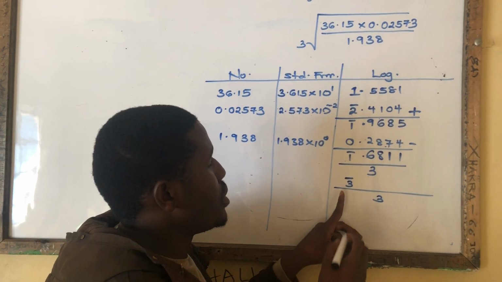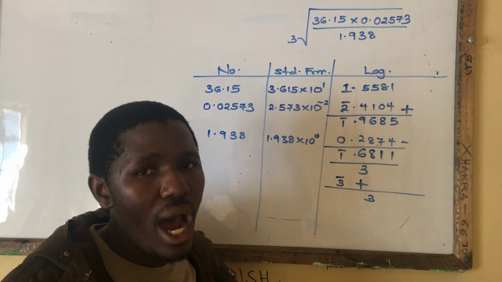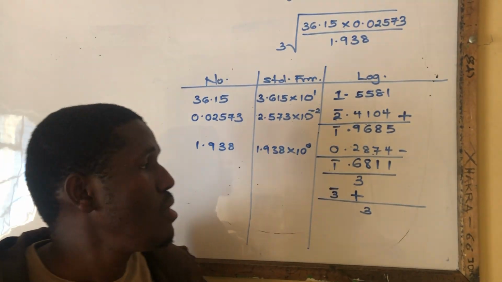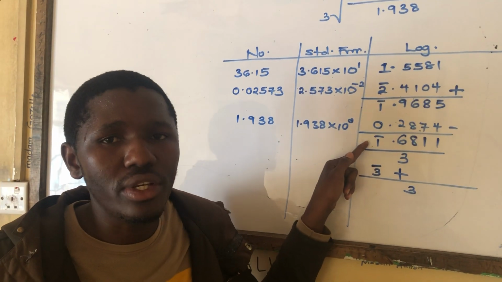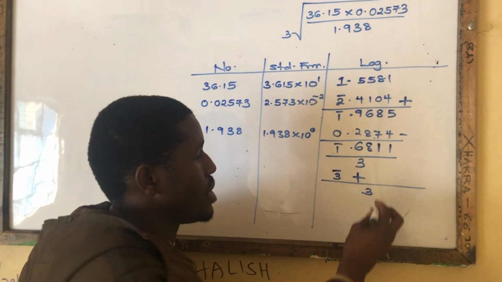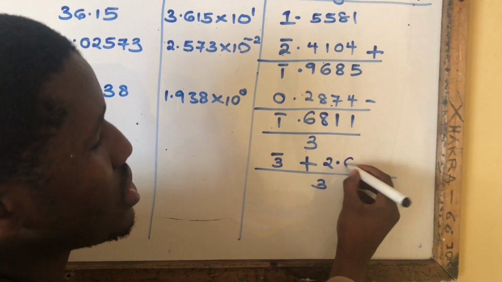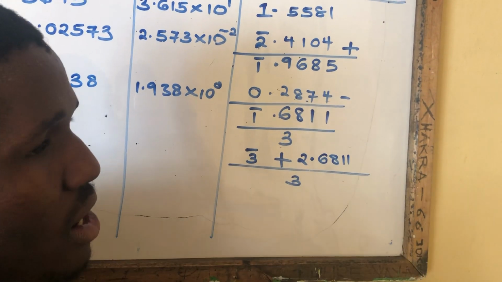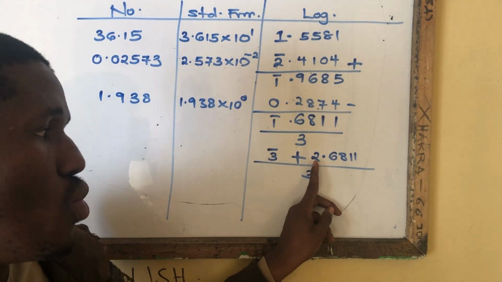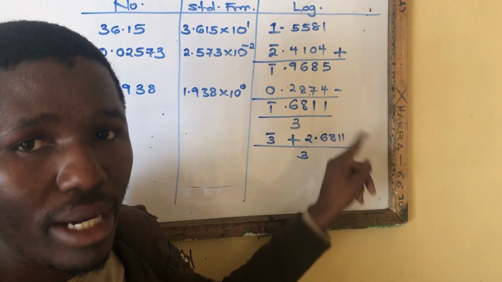Yes. We'll put down the 3, then ask ourselves, how many times did we move from the old characteristic to this new characteristic? We moved twice. So the 2 will be written, followed by the mantissa, which is 6811. Take note, after writing the 2, remember to follow it with a decimal point before you write the mantissa.